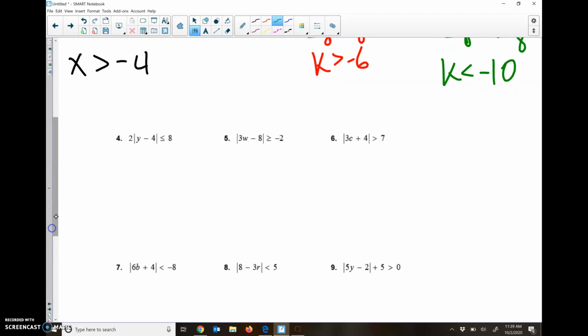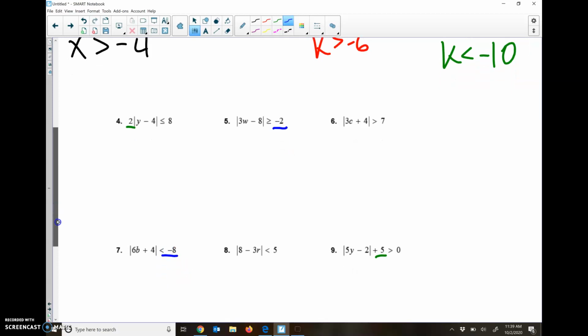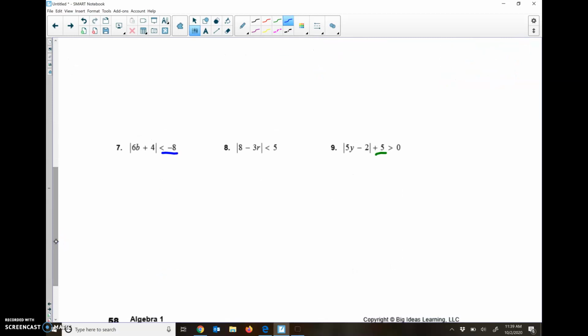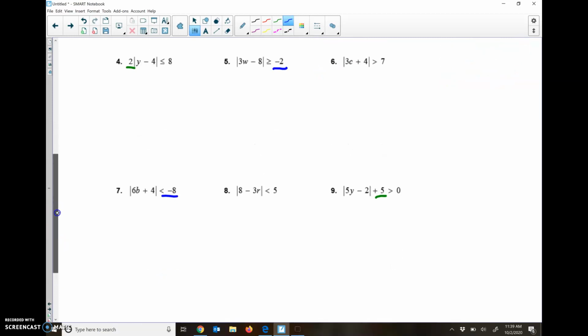Okay. Careful on number 4. 4 has a 2 outside the absolute value bar, so you need to get rid of that first. Same thing on number 9. 9 has something outside the absolute value bars, so you need to get rid of that first. Careful on number 5. The answer is a negative. Hopefully you remember what that means. And same thing on number 7. The answer is a negative. So hopefully you remember what that means. So kind of some tricks there.